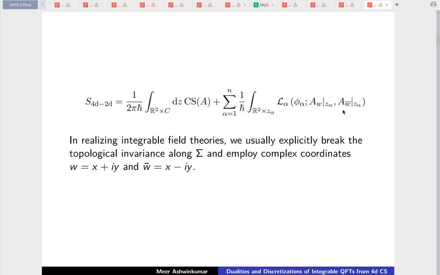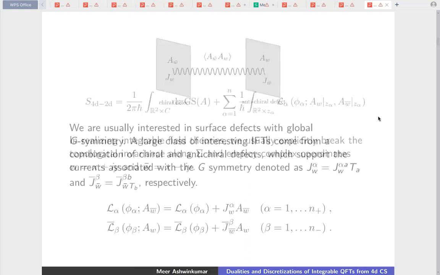So what happens is these surface defects will depend explicitly on some complex coordinates on R2, which if I take the coordinates on R2 to be X and Y, I take the usual complex combinations, W, which is equal to X plus iY, and W bar, and then these Lagrangians will depend on these complex coordinates. And this breaks the topological symmetry. And this is fine because in the end, the integrable field theories we're interested in are not topological in nature.